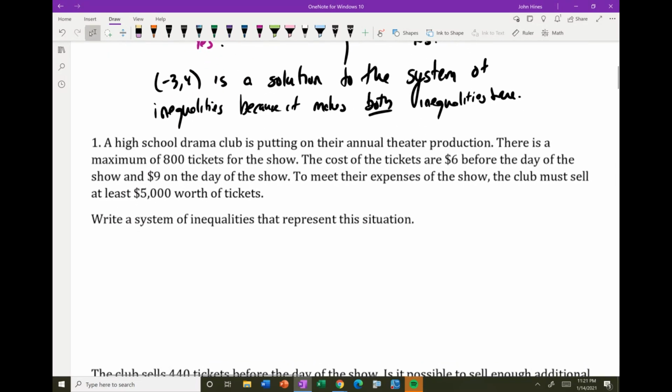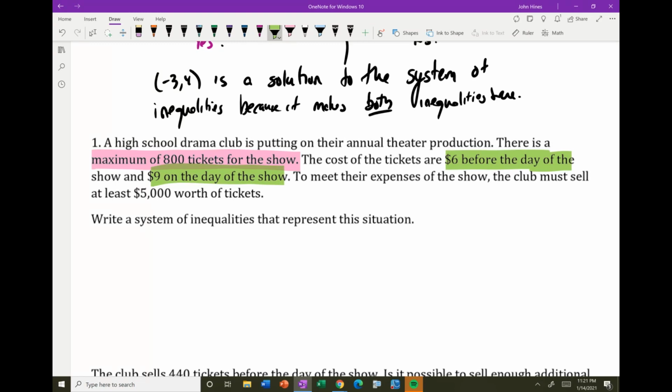So a high school drama club is putting on their annual theater production. There is a maximum of 800 tickets for the show, right? When you have a show or a concert, you don't always sell every single ticket. So there's a maximum of 800 tickets. The cost of the tickets are $6 before the day of and $9 on the day of the show. So if you buy it ahead, you get a little bit cheaper price.